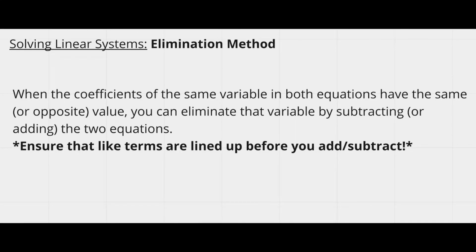When the coefficients of the same variable in both equations have the same or opposite value, you can eliminate that variable by either subtracting or adding the two equations. And you need to ensure that the like terms are lined up before you add or subtract. Again, this might not make too much sense yet, but we're going to run through it with an example to clarify how it works.